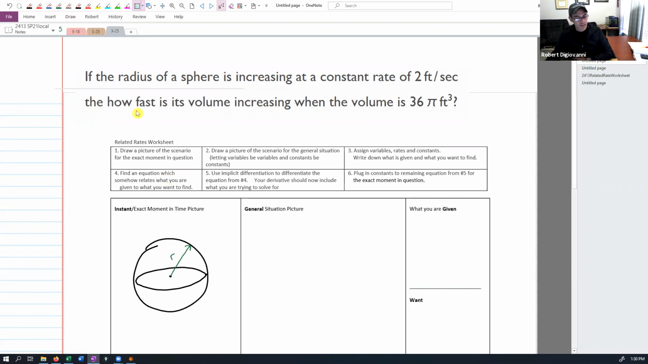And at the moment in time we're talking about, all I know is that the volume must be 36 pi cubic feet. So if I know the volume is 36 pi cubic feet, will you be able to tell me what the radius is if you need to? You should be able to, right? So I'm going to put a little check mark here because, again, I should be able to get the radius if I know the volume.